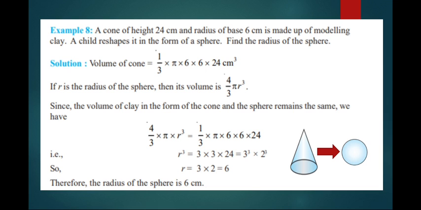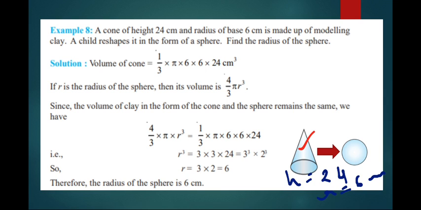First of all, the shape was a cone. Then you have to make it in the shape of a sphere. That means the amount of clay in this cone and the amount of clay in this sphere is the same. Now you need to find the radius of the sphere. As you can see, the height of the cone is given as 24 and radius of the base r is given as 6 centimeter. So you can easily find the volume of this cone.